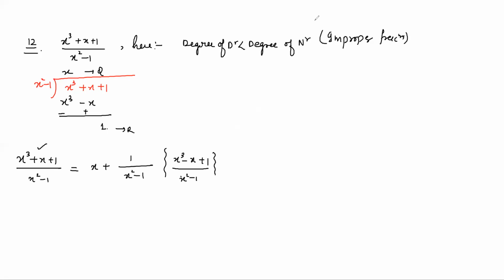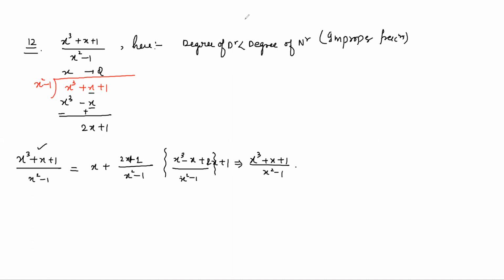Oh, I have done one mistake. You can see guys, remainder is not 1. x and x, it is 2x plus 1. So it becomes 2x plus 1. Now you can see that it is x cube plus x plus 1 upon x square minus 1. Take, one small mistake I have done.